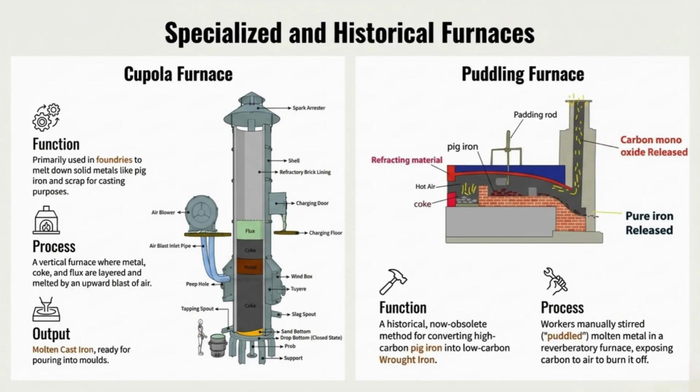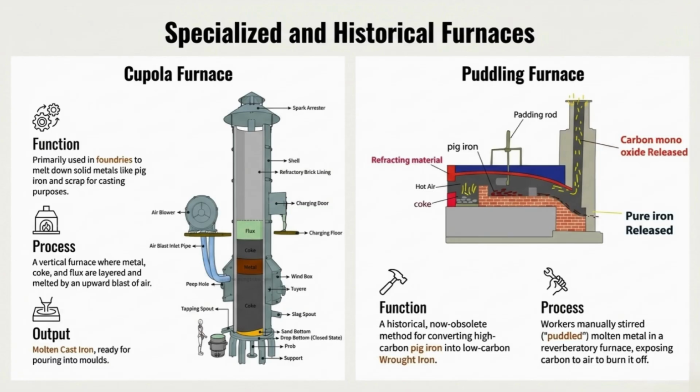The cupola furnace. This is a specialized vertical furnace primarily used in foundries. Its function is to melt down solid metals, such as pig iron and scrap, specifically for casting purposes. The process involves layering metal, coke, and flux inside the shell, which are then melted by an upward blast of air. The output is molten cast iron, ready to be poured directly into molds.